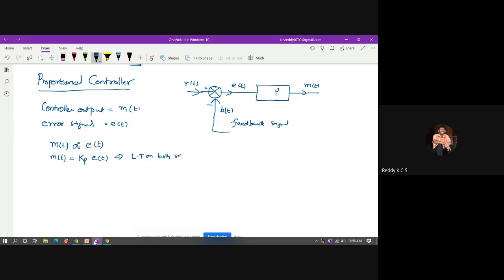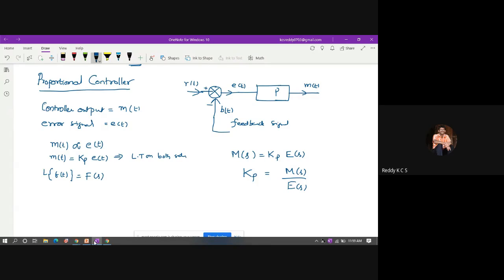When I apply the Laplace transformation on both sides, where L of f of t is equal to capital F of s, I can write m of s equal to kp into E of s. So the proportional gain kp is equal to m of s divided by E of s.